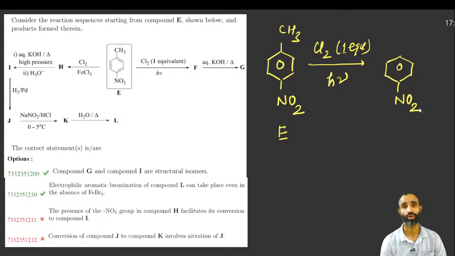This is to NO2. Yes. So what is the product formed? CH2Cl. Good. So we get CH2Cl. Do you know what type of reaction it is? Yes. So keep in mind this helper.